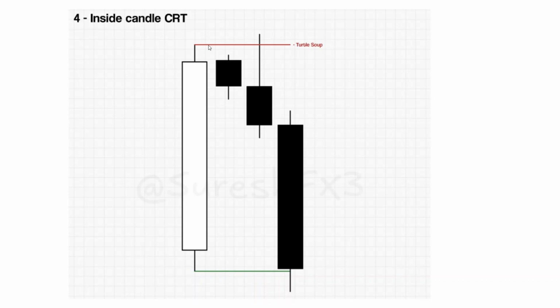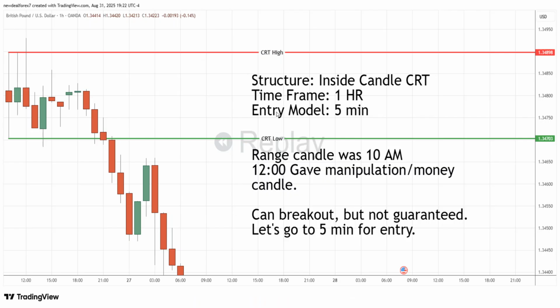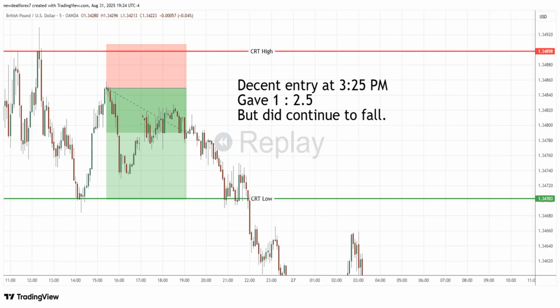But the main thing is that you look at this high to be raided and then close below, and then price just continues and completes the range. That's it. So I just took this structure and applied it to a 1-hour chart. It's all random. You can use any time frame though. It doesn't matter.